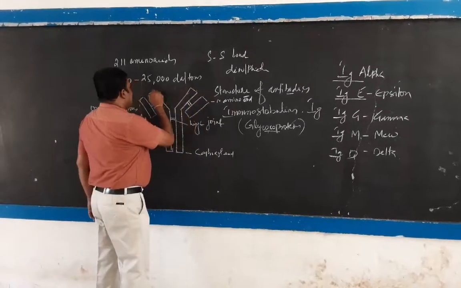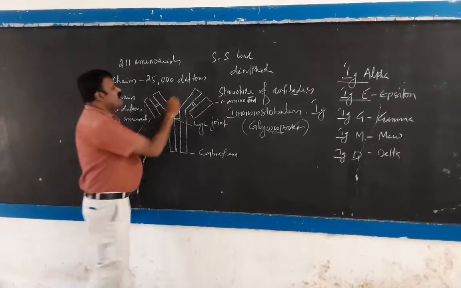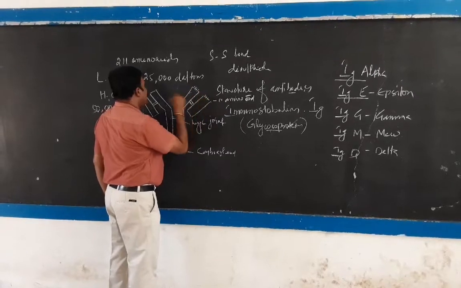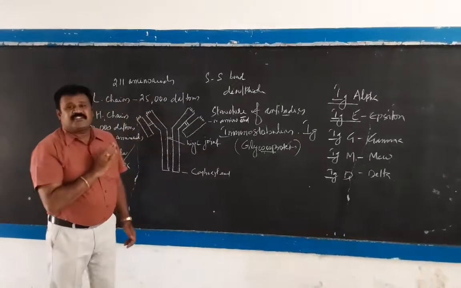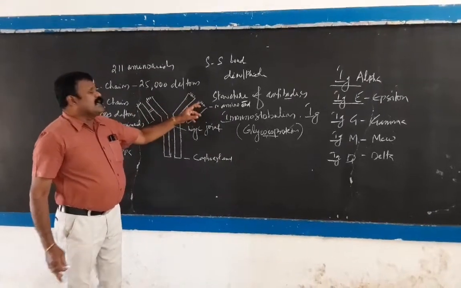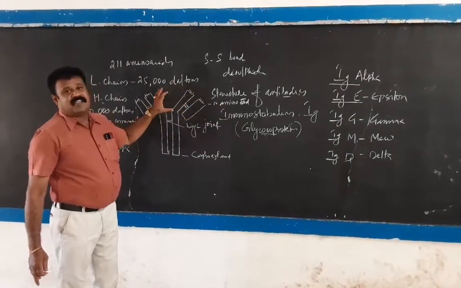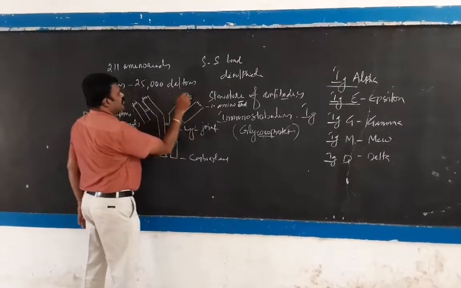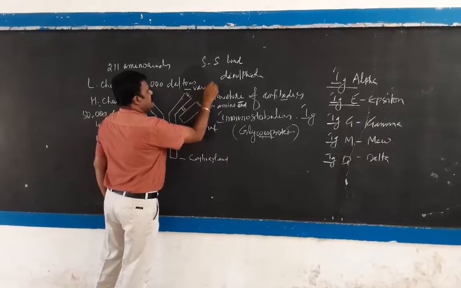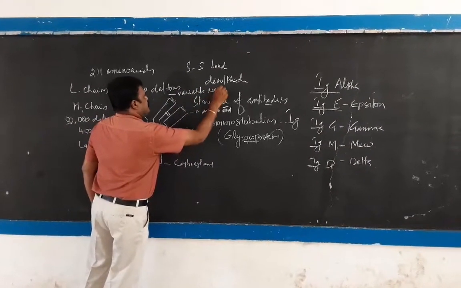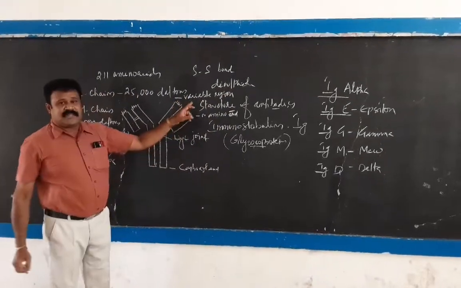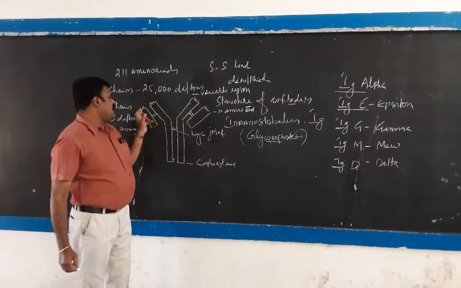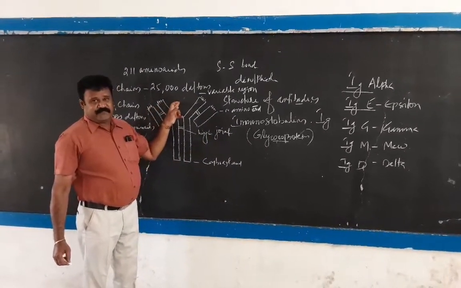This N-amino end contains varying amino acids. The type of amino acids present in the N-amino end is changeable. We may not have a constant amino acid in the N-amino end. So this region, the N-amino end, is called the variable region. Why do we call it the variable region? Because the amino acids found here are not constant. They keep on changing.